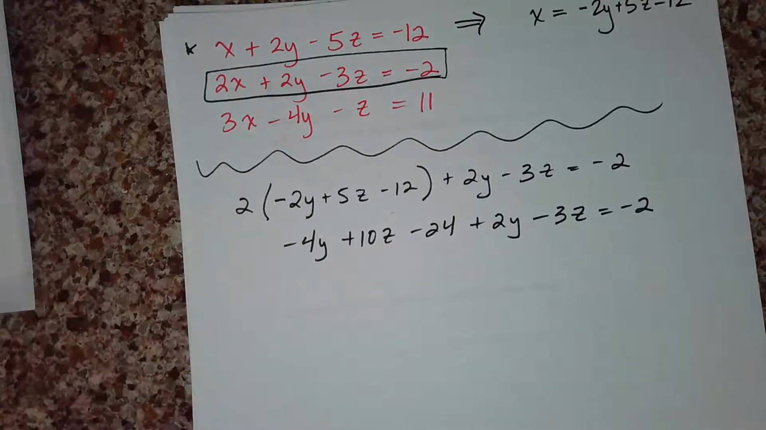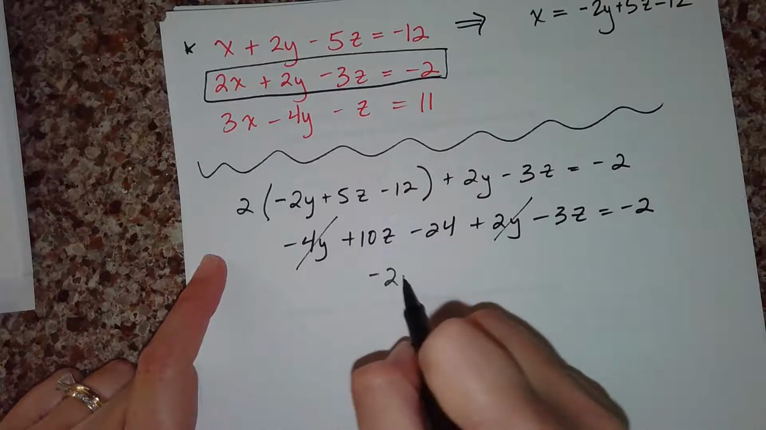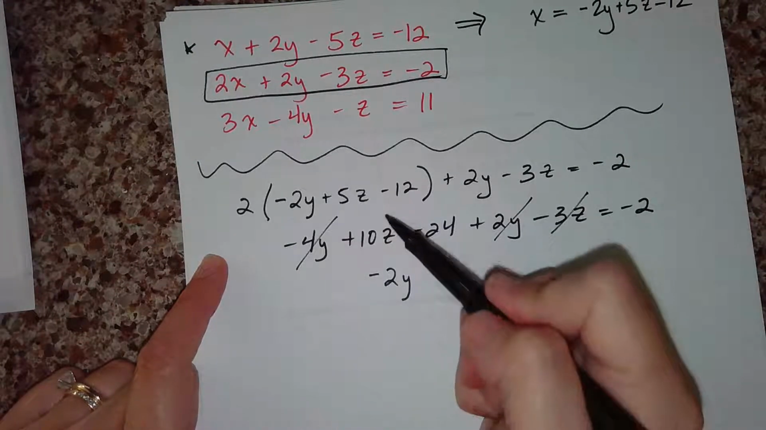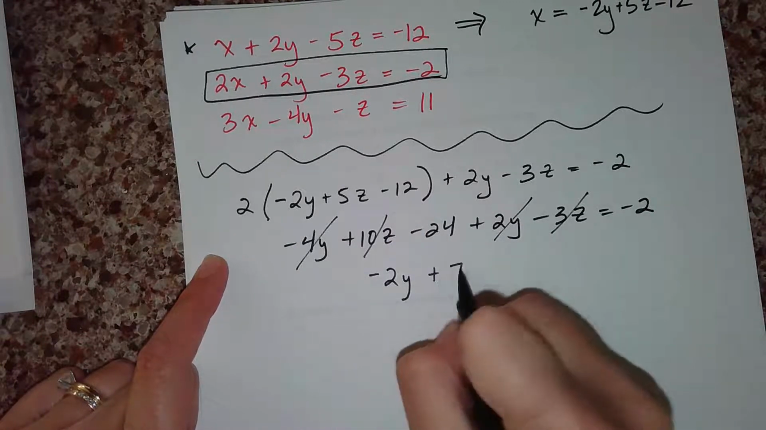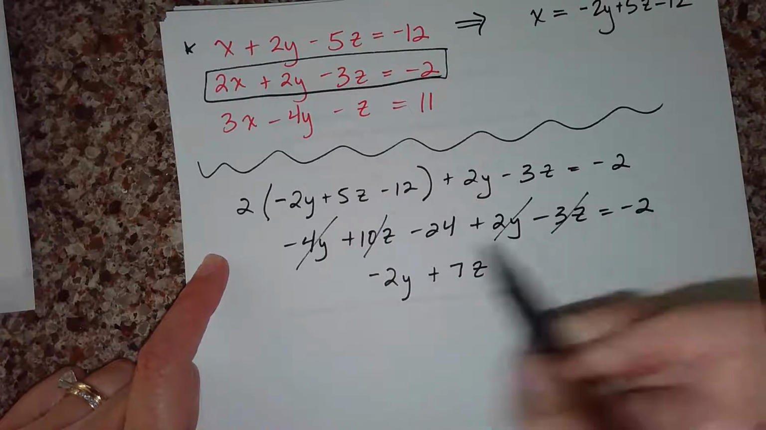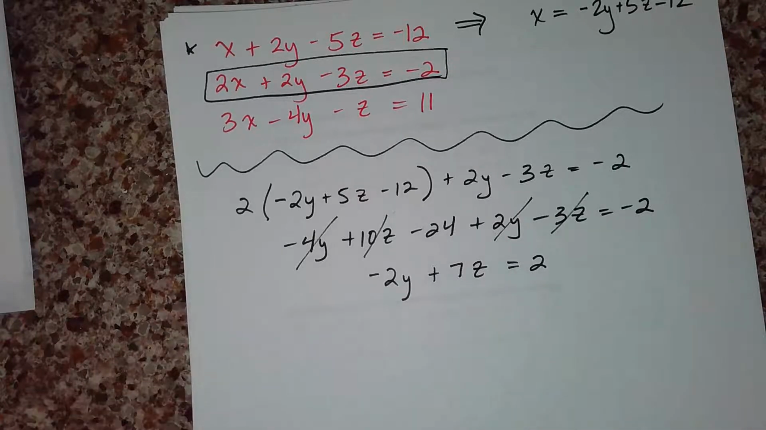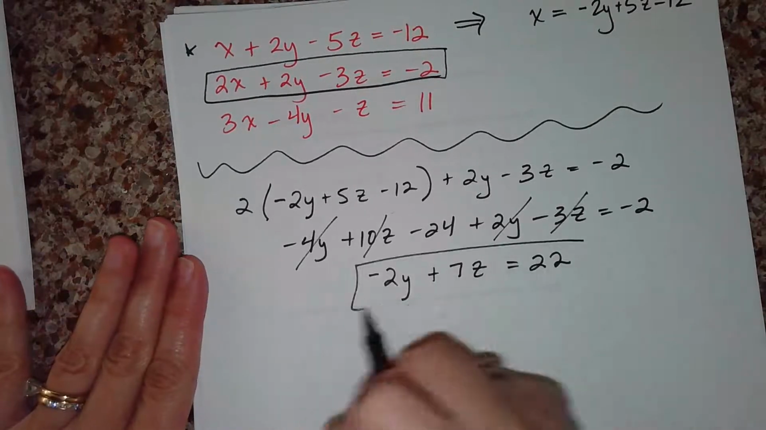So I can put my y's together, so I get negative 4 and positive 2 gives me negative 2y. I can put my z's together and get positive 7. And then I'm going to put all my numbers on the other side of the equation. So I'm going to add 24 to both sides, and so I'm going to get 22 on that side. So I'm good to go here.